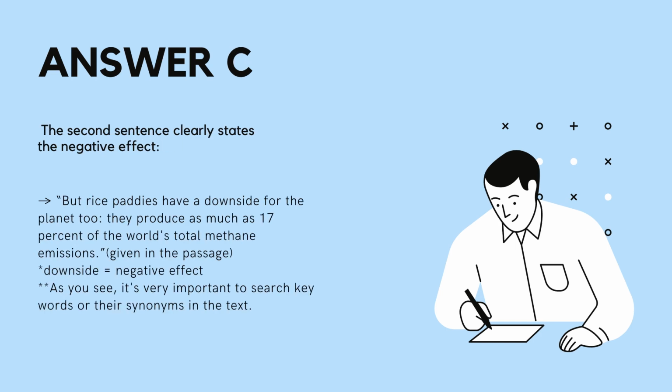Now we will look at the correct answer. Answer C is the correct answer. The second sentence clearly states the negative effect: but rice paddies have a downside for the planet too. They produce as much as 17% of the world's total methane emissions. Here, downside gives us the negative effect. As you see, it's very important to search for the keywords or their synonyms in the text.